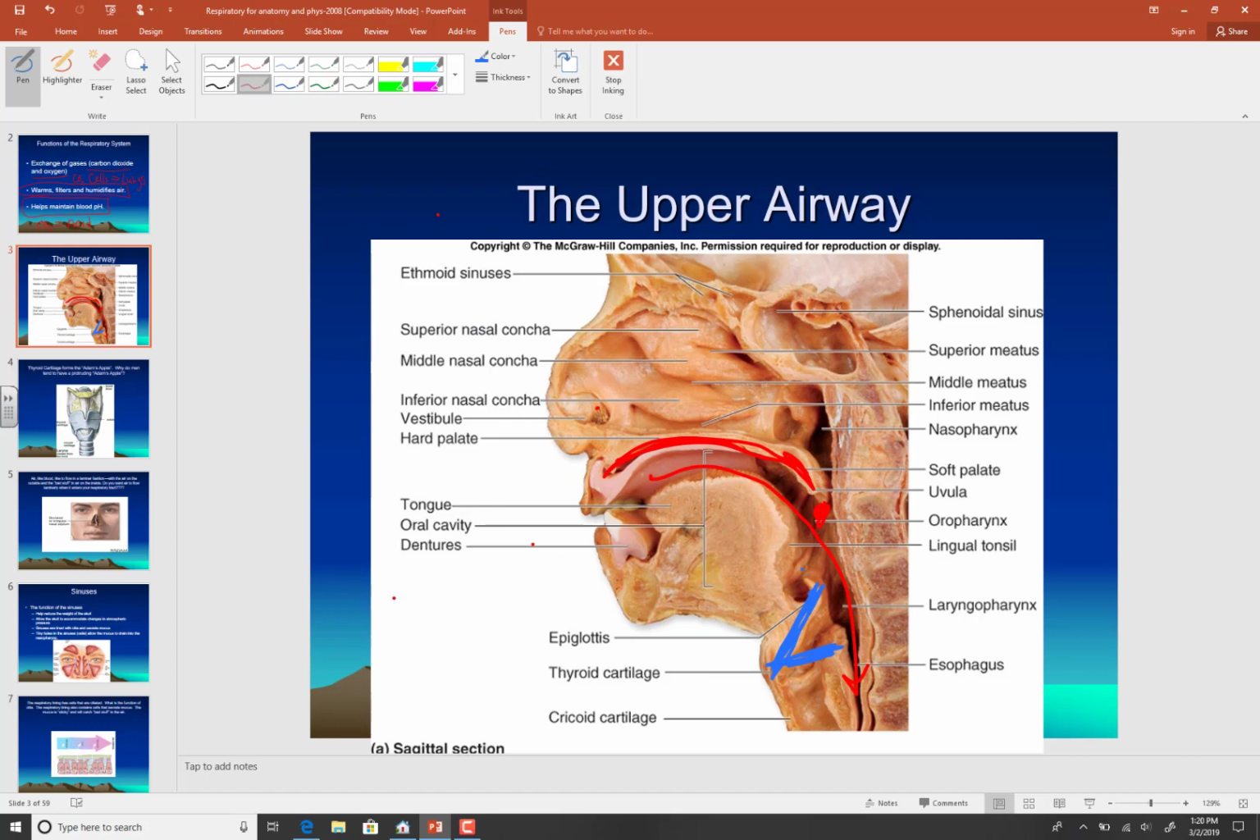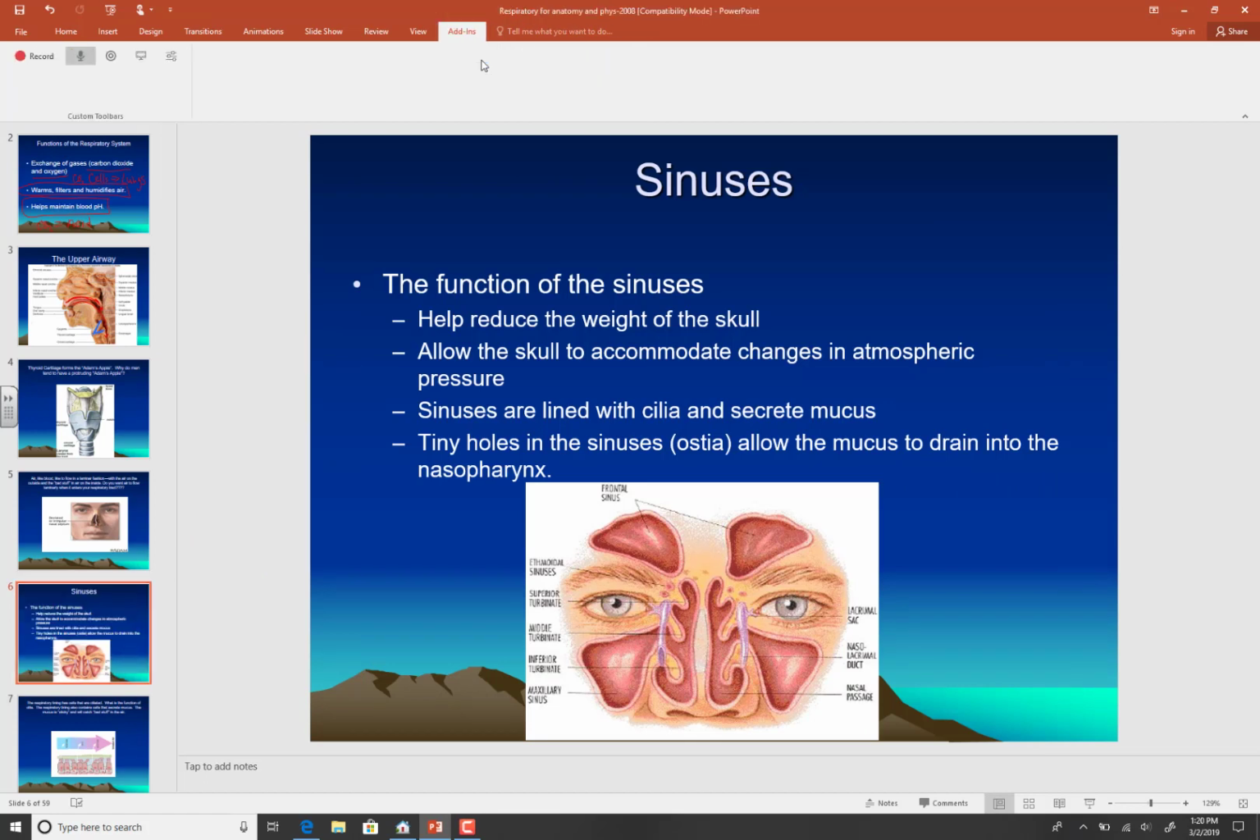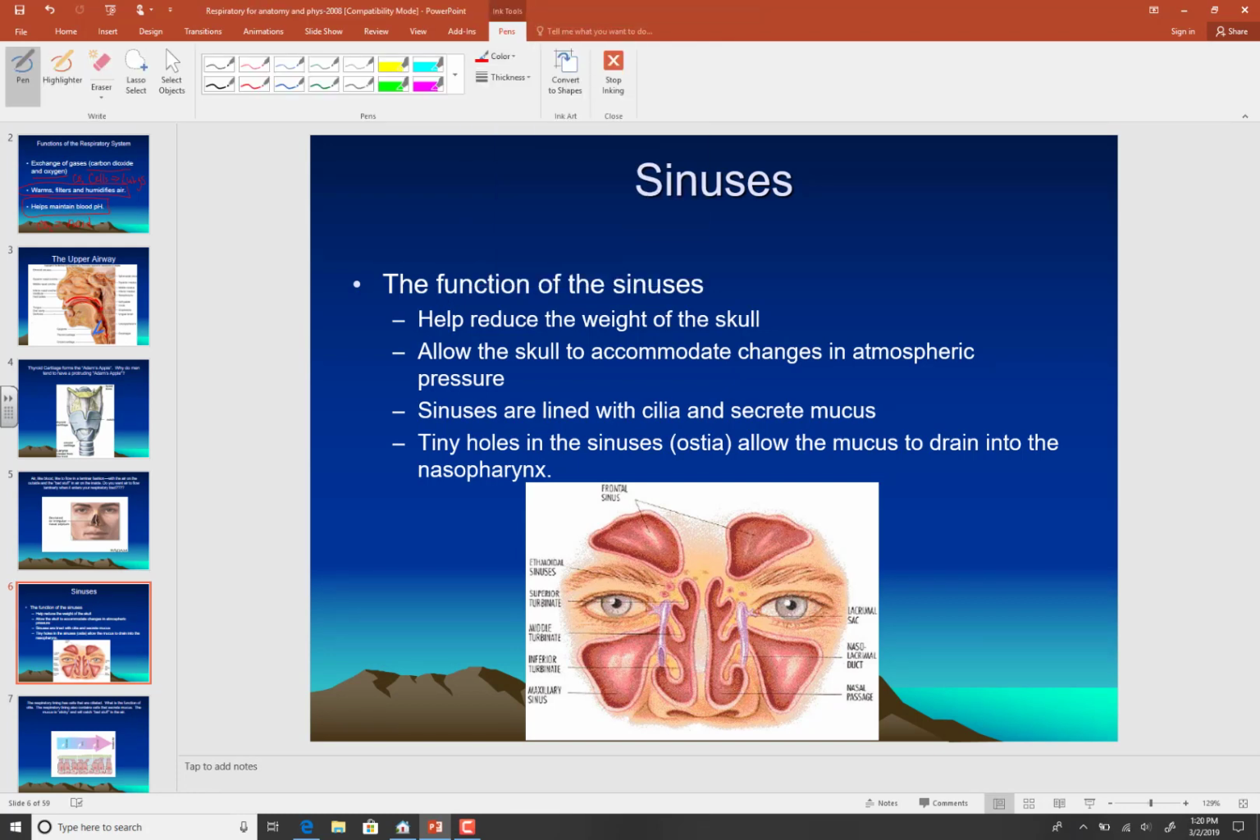Now, you also have within the upper airway your sinuses, and there are 4 pairs of sinuses, and you should become familiar with that. You should become familiar with the 4 pairs of sinuses. And a couple of things about the sinuses. Number one, they reduce the weight of the skull, right? They also allow for changes in atmospheric pressure. That's very important.